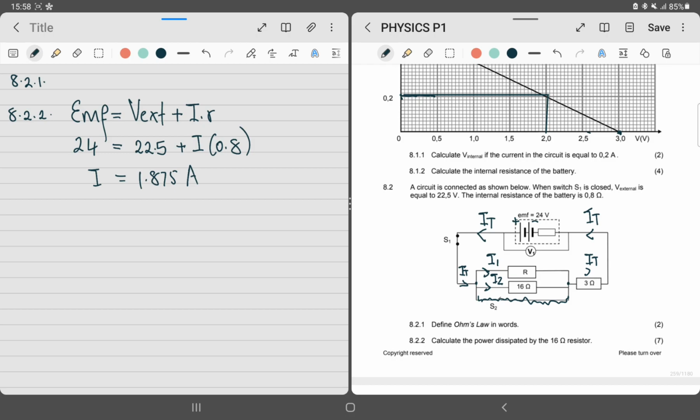When we look at the circuit, if we combine R and the 16 ohm resistor, the parallel combination will be in series with a 3 ohm resistor. Our circuit will look like this.